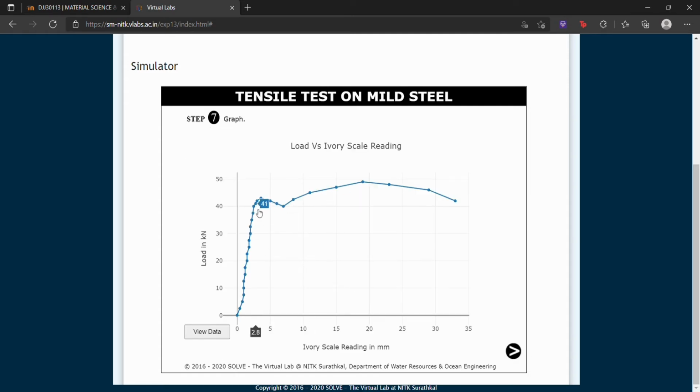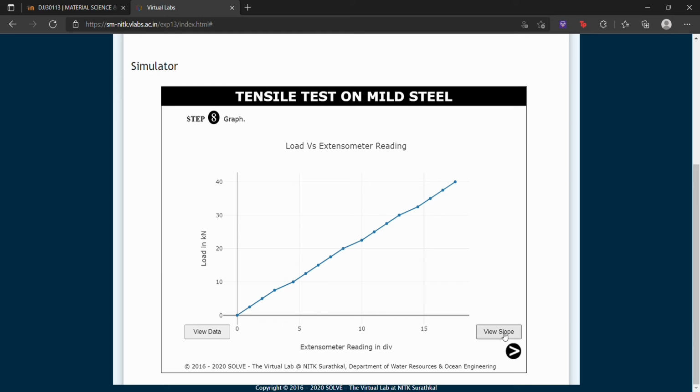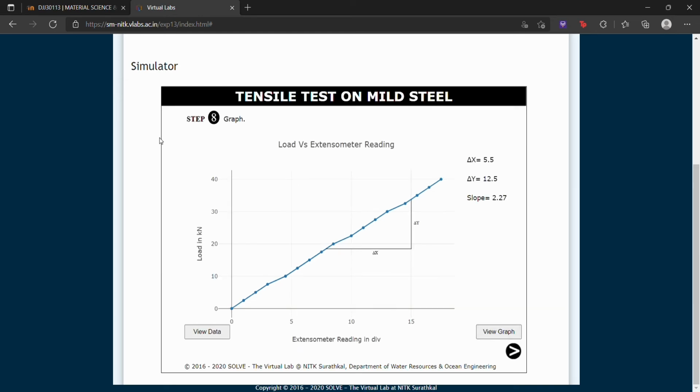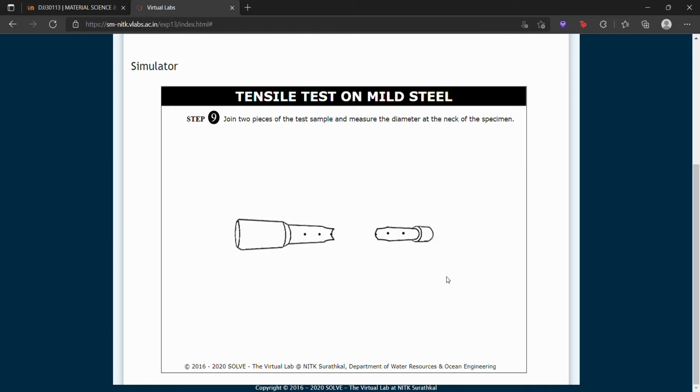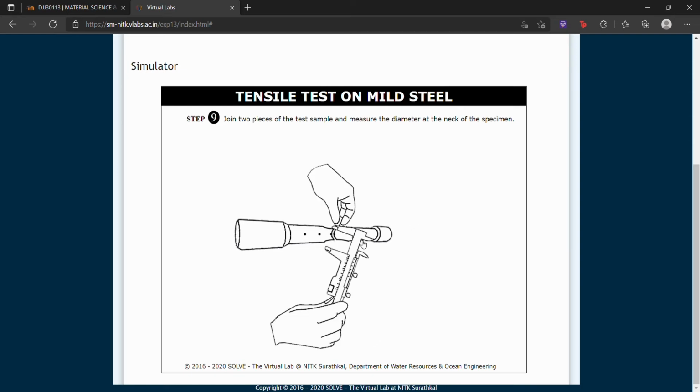So this is the graph, load versus ivory scale reading graph. And next we have the load versus extensometer reading graph, and the slope of the graph is 2.27. Step 9. Join the two pieces of the test sample and measure the diameter at the neck of the specimen, and the final diameter is 7.86 mm.